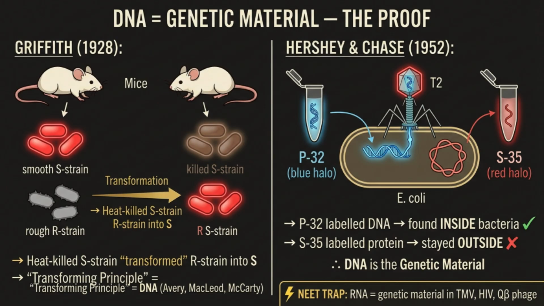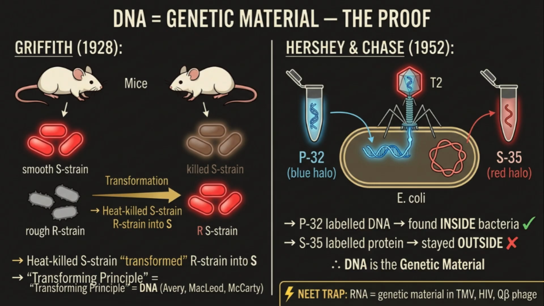Griffith, in 1928, showed that something from heat-killed smooth bacteria could transform live rough bacteria into virulent smooth ones. He called it the transforming principle. Avery, McLeod, and McCarty later confirmed it was DNA. Then, Hershey and Chase in 1952 used radioactive tracers, P32 on DNA, S35 on protein, and showed that only DNA entered the bacteria when a bacteriophage infected it. Case closed. DNA is the genetic material.